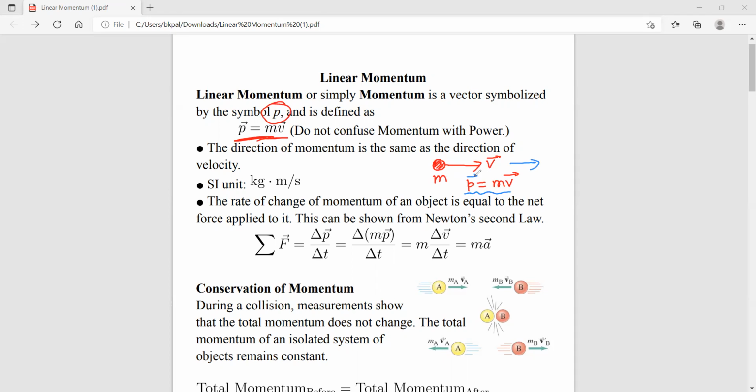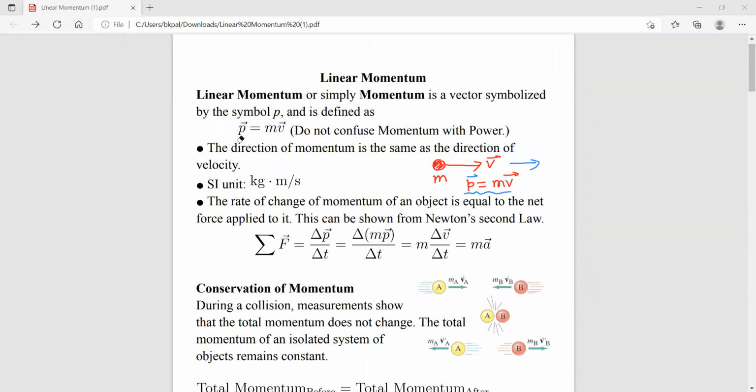By the way, do not confuse momentum with power. Here we use small p, and for power that you learned in the last chapter we used big P, I mean the uppercase P. So do not confuse small p with big P. Okay, all right.